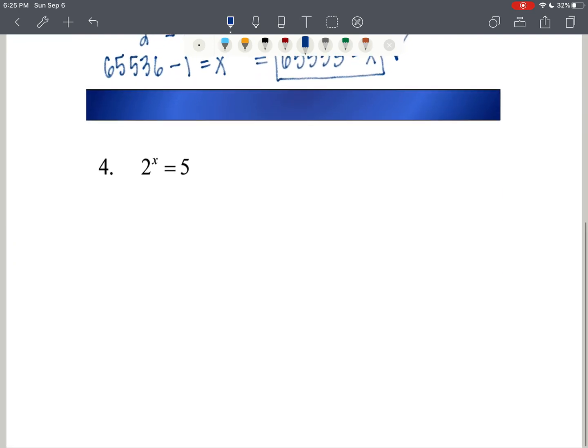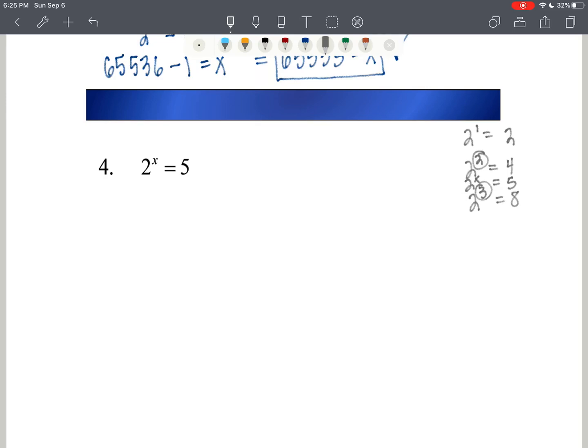And this is where we need our calculator. So 2 to the x equals 5. Let's estimate what our value is. 2 to the first power is 2. 2 squared is 4. And 2 cubed is 8. We want to know 2 to what power is 5. It's going to be between 2 and 3. So we expect our answer to be between 2 and 3.